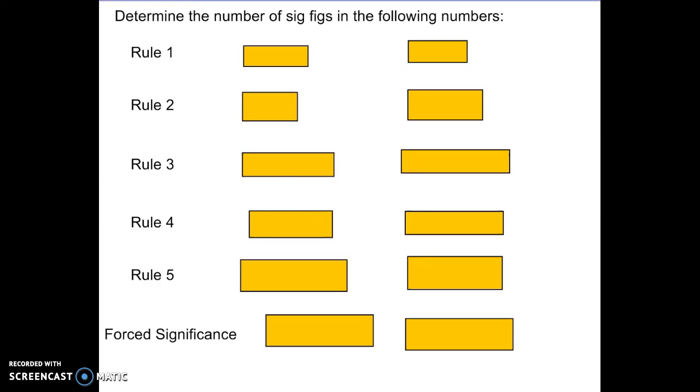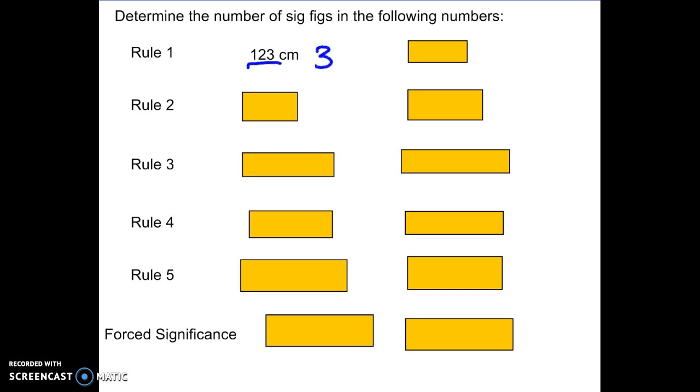Hello, I'm going to go through some sample problems on how to determine the number of significant figures, or sig figs, there are in a number. Rule number 1: if all non-zero digits in a measurement are present, they are all significant. For instance, 123 centimeters. Since all three of those numbers are non-zero, they are all significant, or three significant figures.